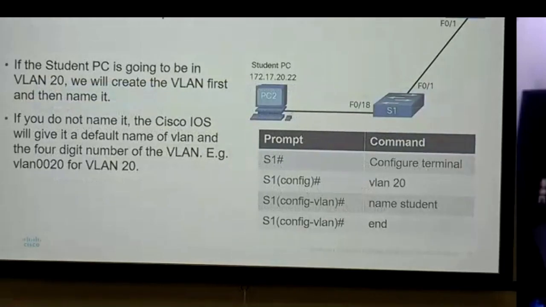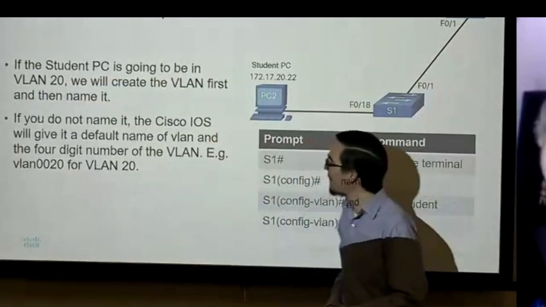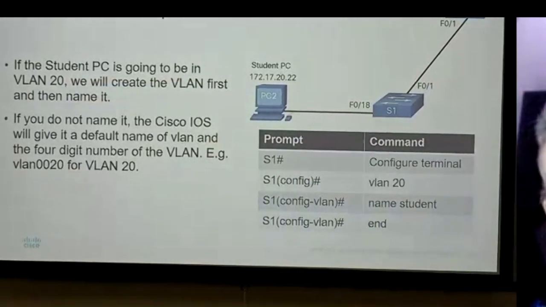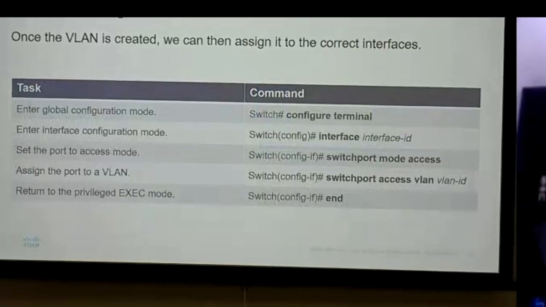All right, so what's going on here? If the student PC is going to be in VLAN 20, we need to create VLAN 20 first and then name it. You don't have to name it. By default, the name would be this. This is just a friendly name. And you should do this. This is documentation. The best kind of documentation, in my opinion. The minimum amount of documentation you should do is descriptions.